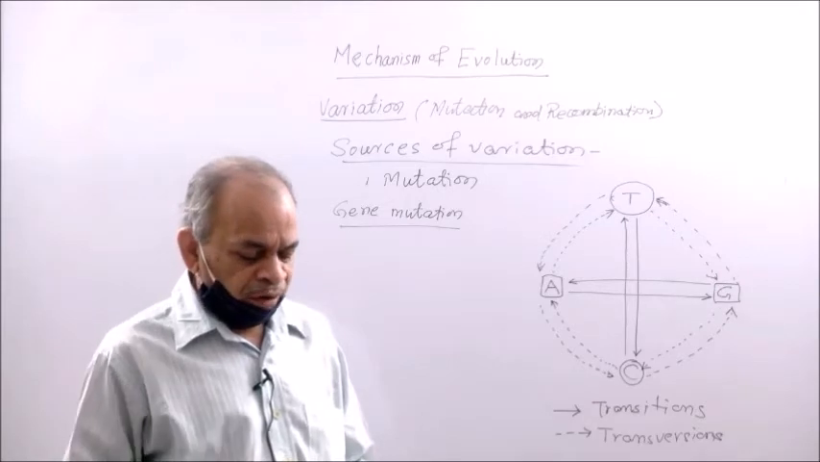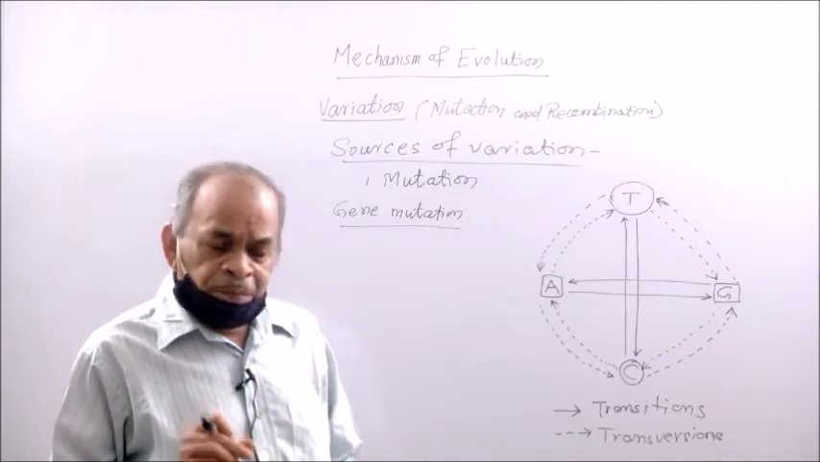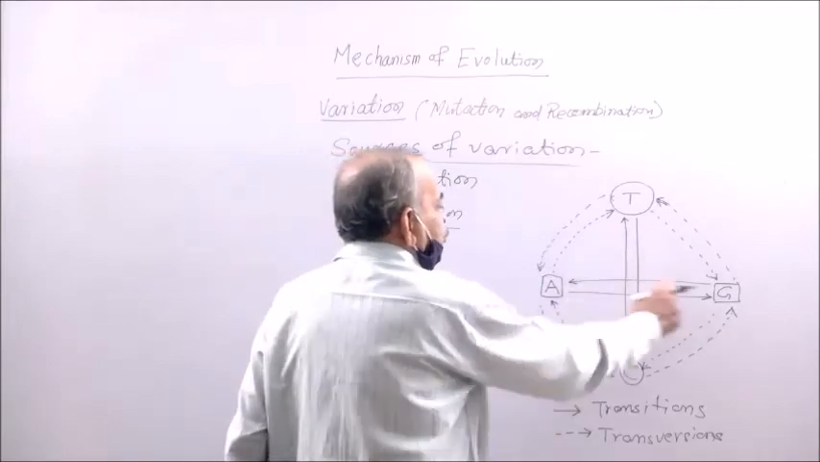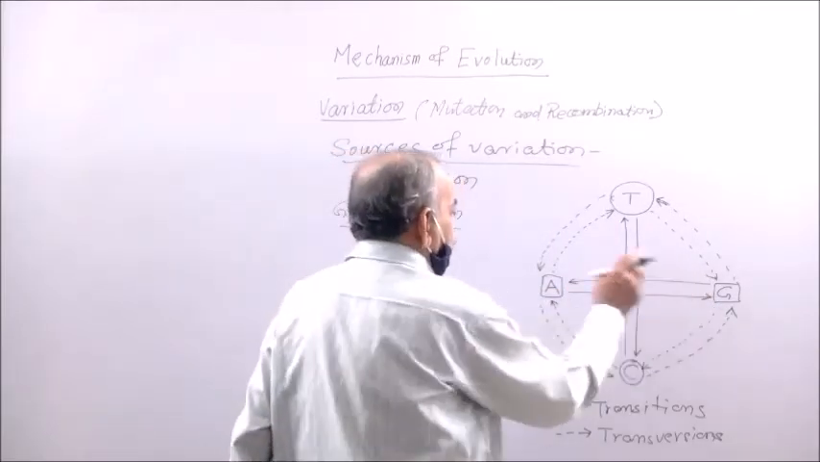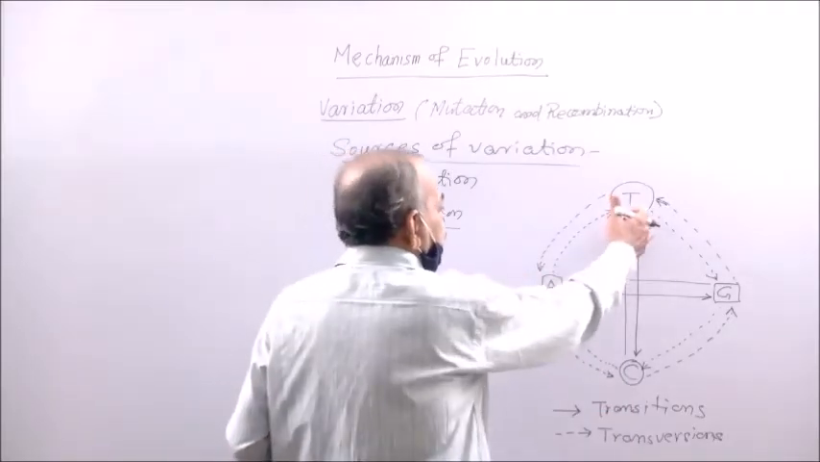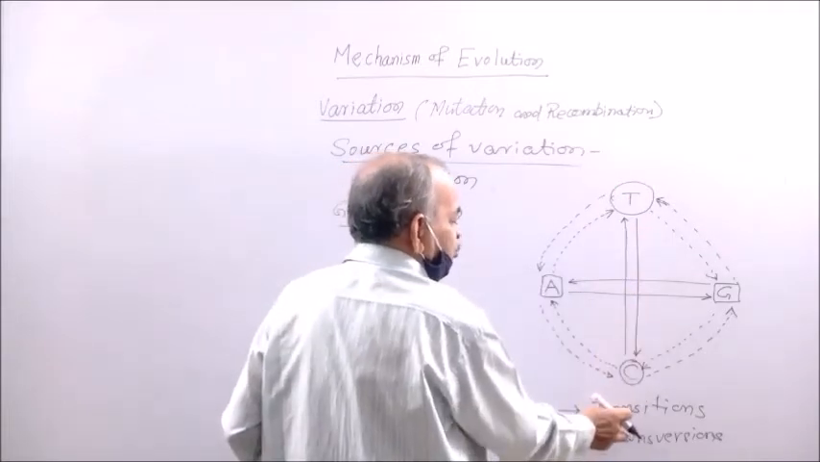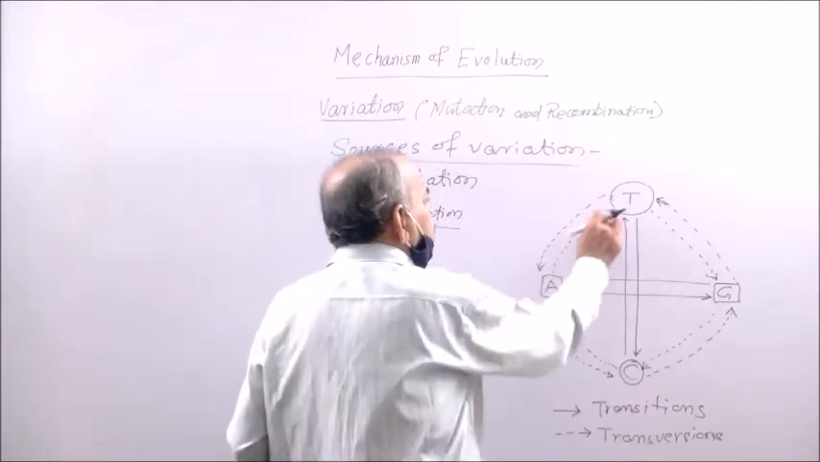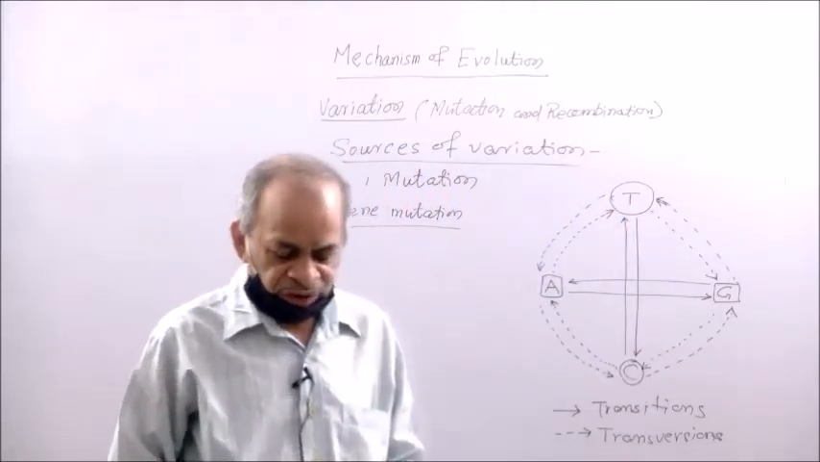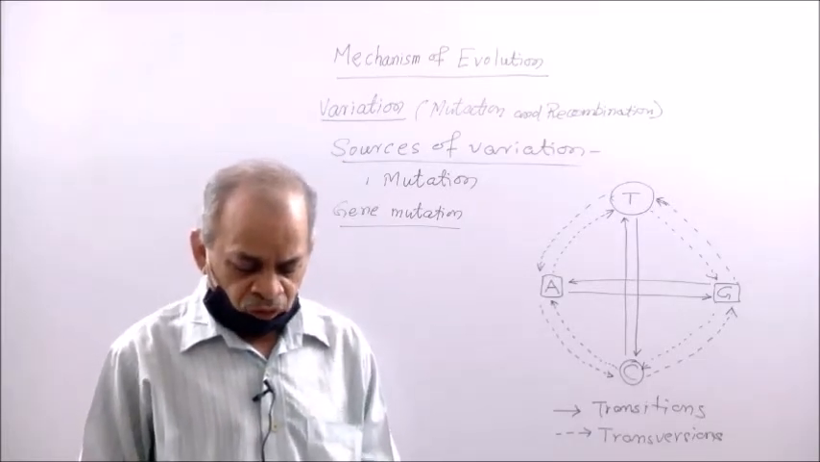When replacement occurs between two purines or two pyrimidines, it is called transition. Between two purines, A is substituted by G or G is substituted by A. Similarly, T is substituted by C, C is substituted by T. These are known as transitions. And if it is between a purine and a pyrimidine, this is known as transversion. So there are 12 ways.